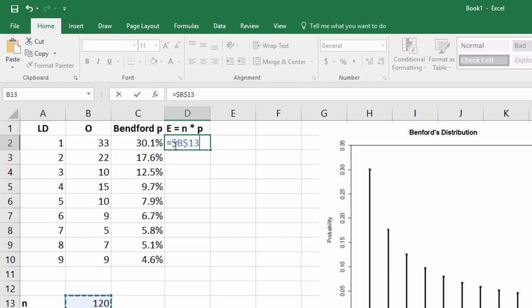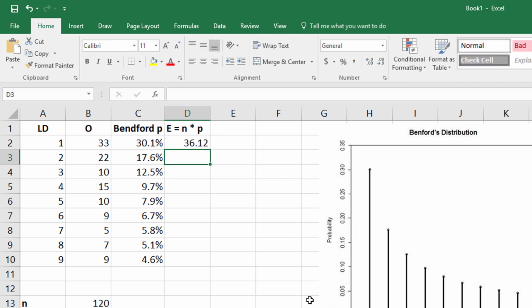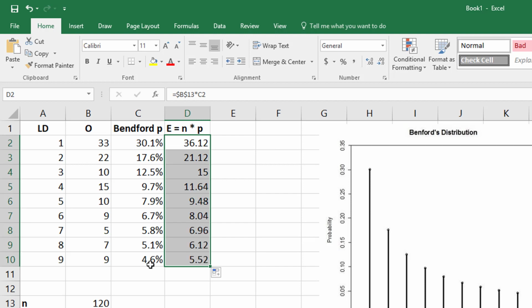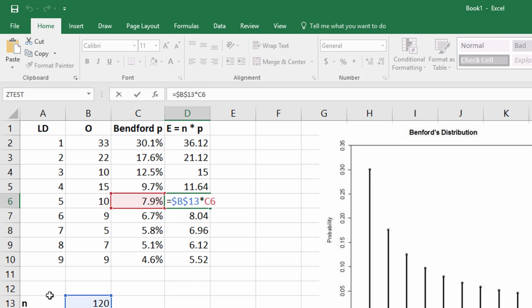What the dollar signs mean is absolute reference, this cell, the cell B13. So when I copy this down, it will always use the 120. It won't move down as I'm copying. All right, so then times P, and I want this one to move down, so I won't absolute reference it. I hit enter and I get that value, and now I can copy my formula straight down.